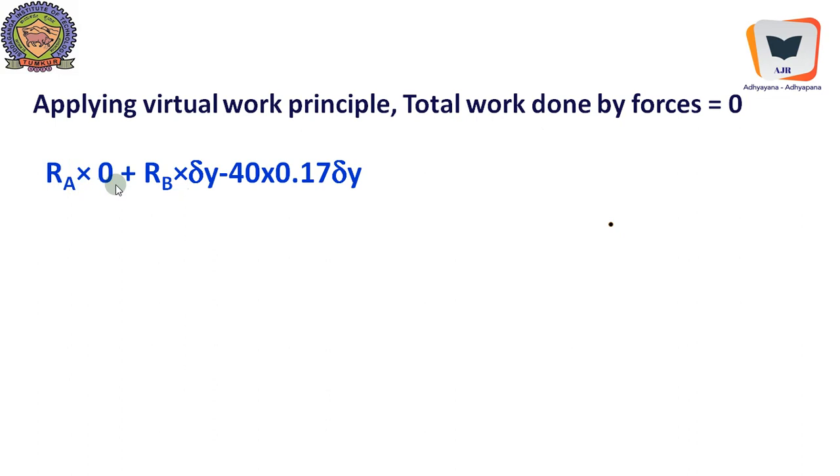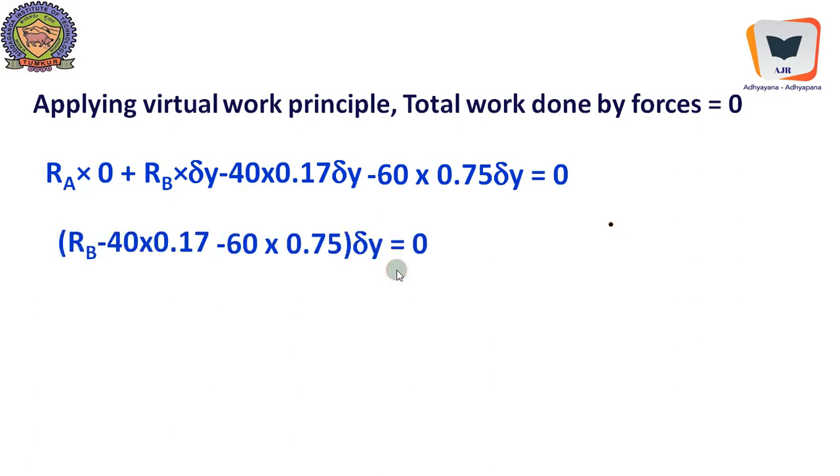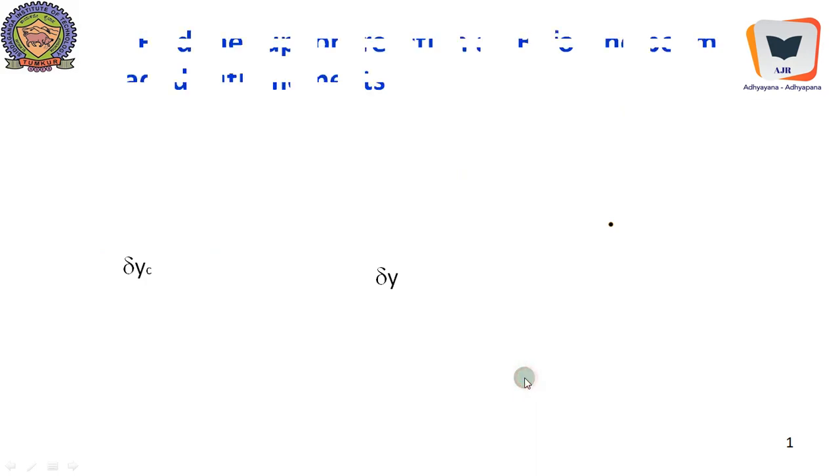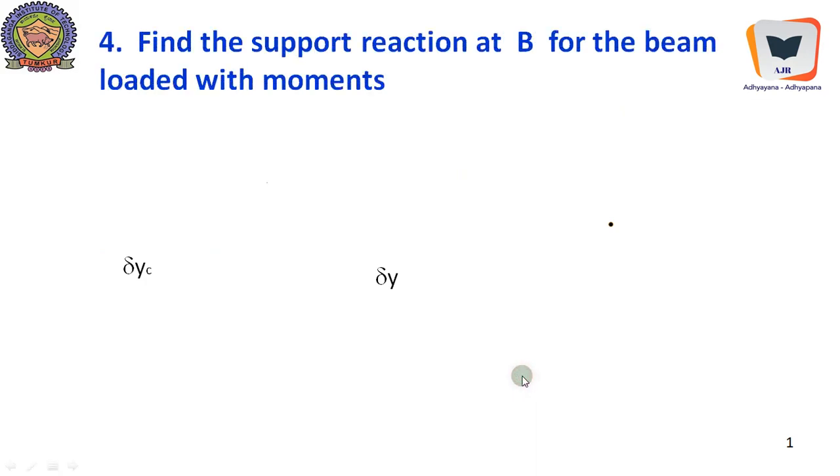So RA into 0, no virtual displacement. RB into del y, which is positive, minus 40 owing to the force coming down, into 0.17 del y, minus 60 into 0.75 into del y equal to 0. So upon taking out the common factor del y, we cannot equate del y equal to 0 because it is an induced virtual displacement. So we will get RB equal to 51.8, and find the reaction.